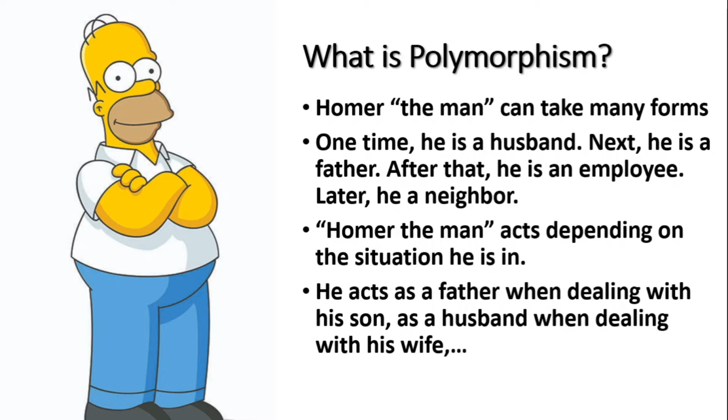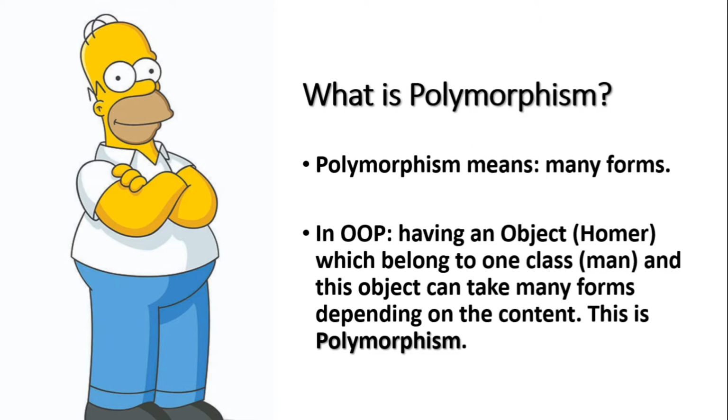Homer, the man, basically acts depending on the situation he is in. So he's a father when he's dealing with his son, and he's a husband when he's dealing with his wife, and he's an employee when he's at work, and he's a neighbor when he deals with his neighbor. So as you can see here, this Homer guy can take many forms. Now let's talk about how this is related to polymorphism. The word polymorphism basically means many forms.